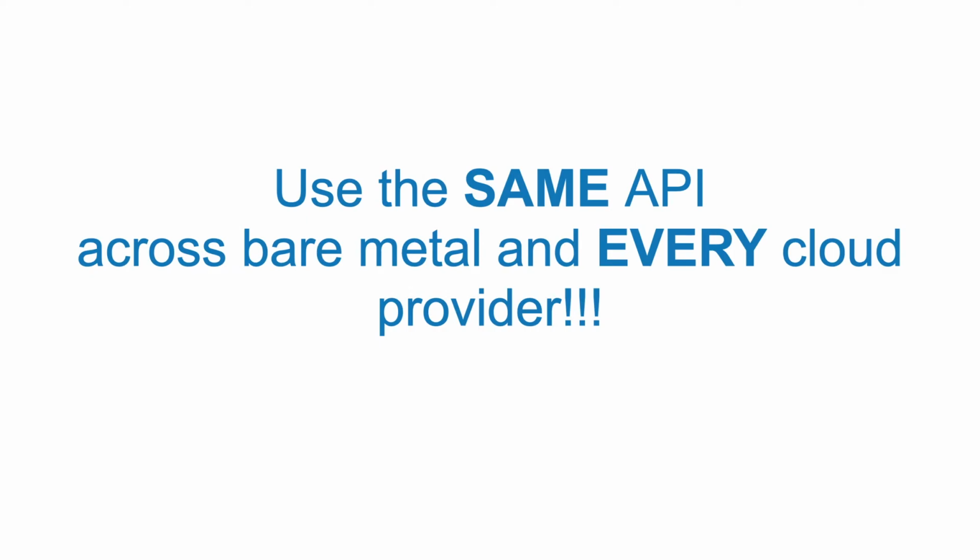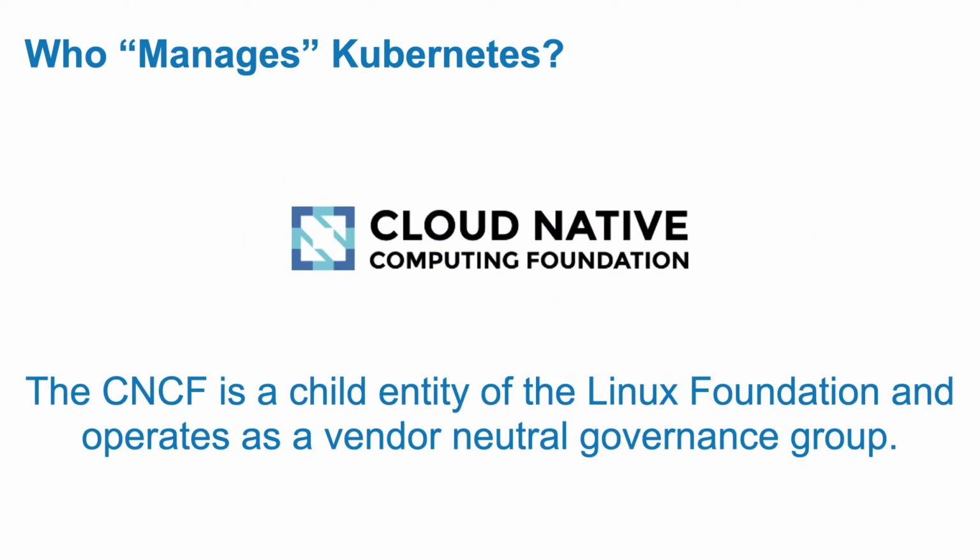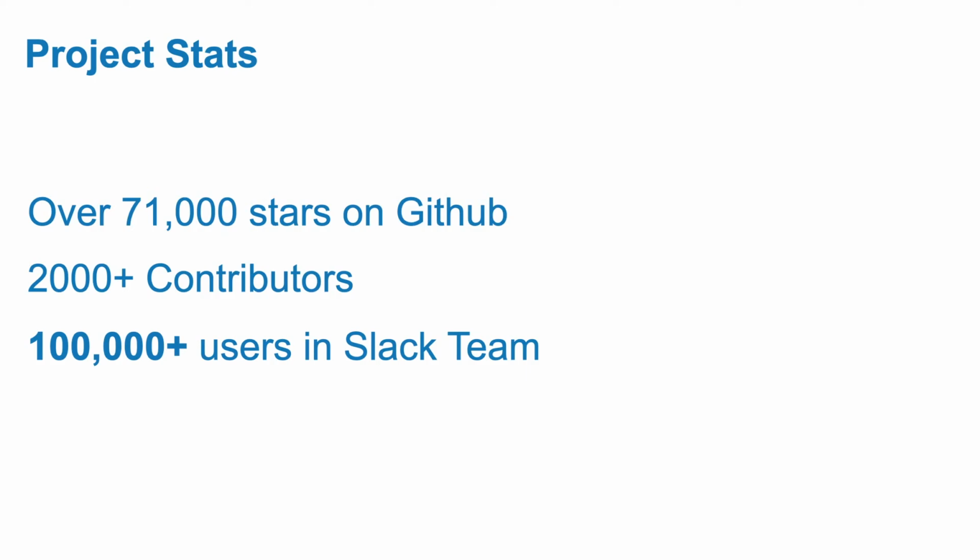So it uses an API for everything, and it is the same. So whether you run Kubernetes in your cloud or on your server, could be a bare metal server inside your private cloud, it'll be using the same API. Now, who manages Kubernetes? It is managed by Cloud Native Computing Foundation. It's a child entity of Linux Foundation and operates as a vendor neutral governance group. It has a lot of stars on GitHub and more than 2,000 contributors.